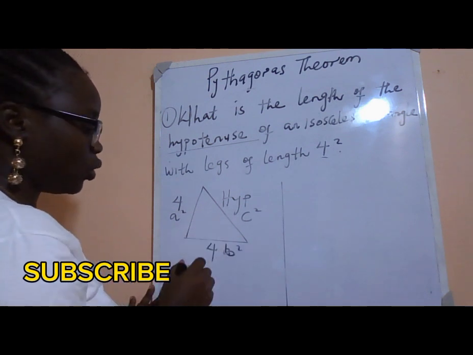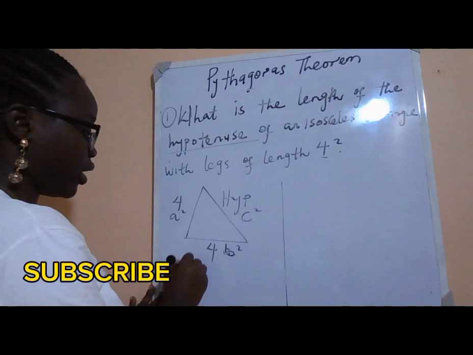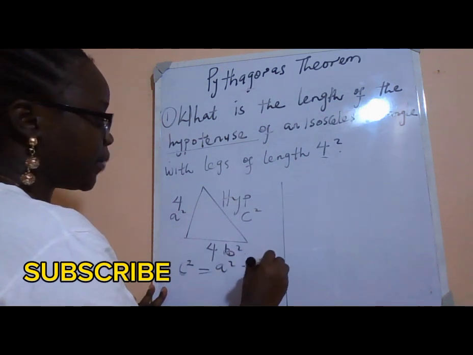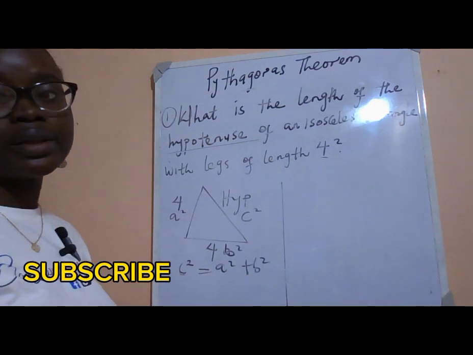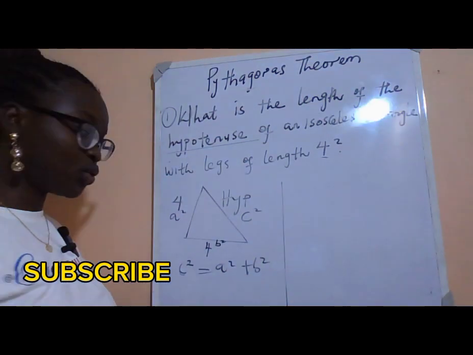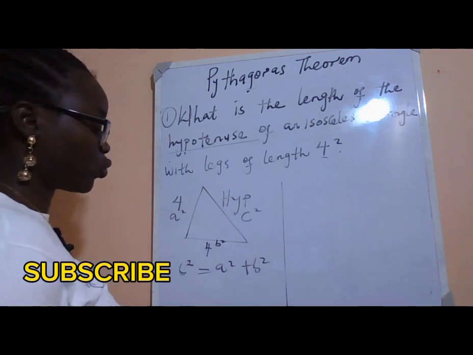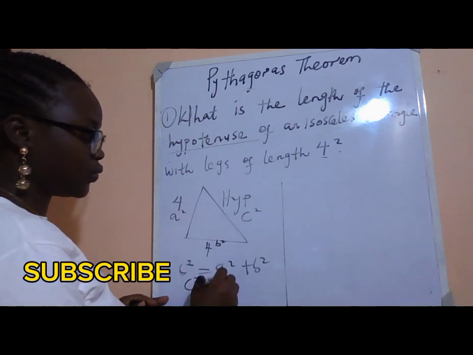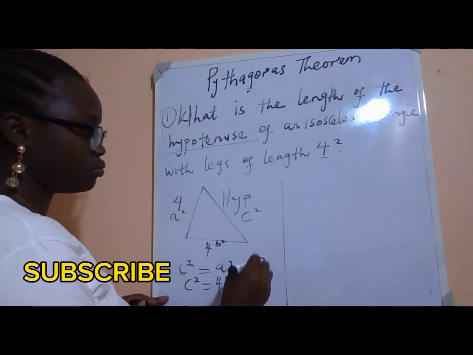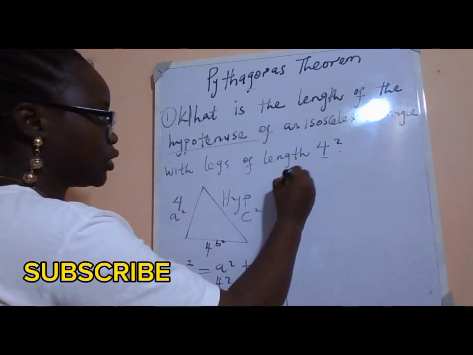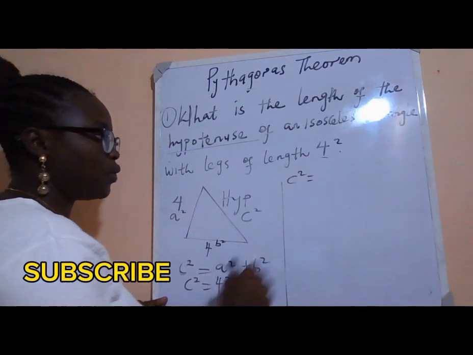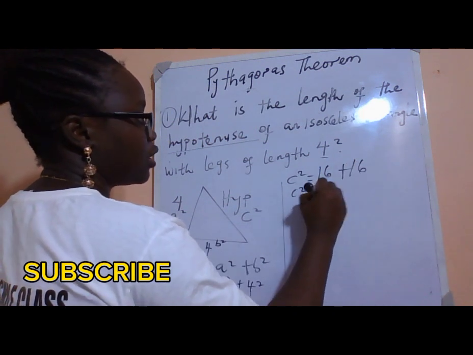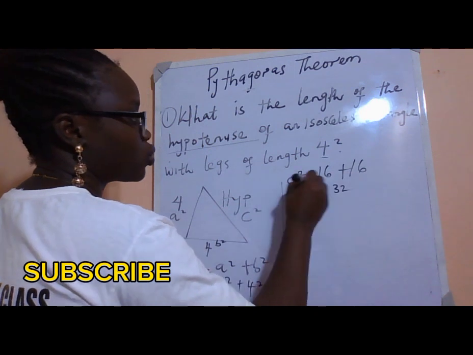So going by the law of the Pythagorean theorem, we have c squared equals a squared plus b squared. All right. So like I said, we have c squared equals a squared plus b squared. Our c squared is our hypotenuse. c squared equals 4 squared plus 4 squared. So c squared equals 4 times 4 is 16, plus 16. c squared equals 32. We square root both sides.